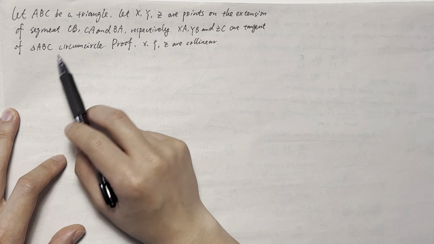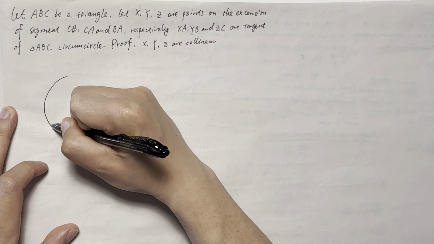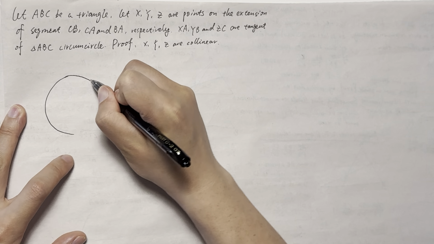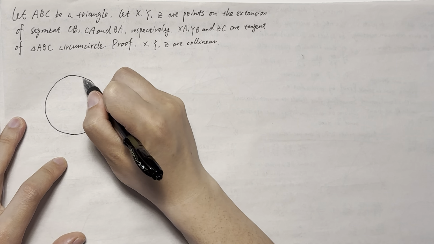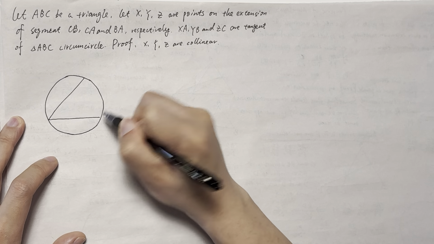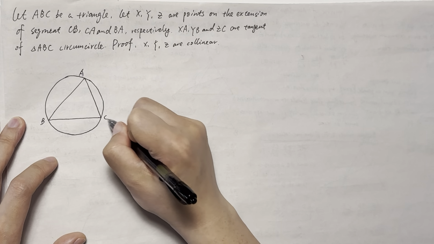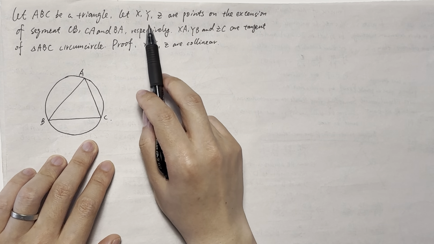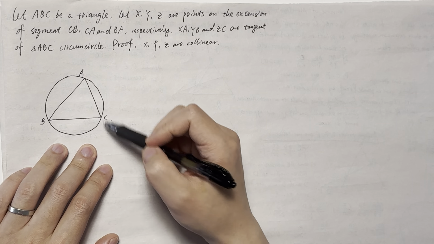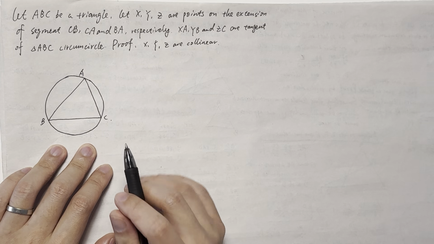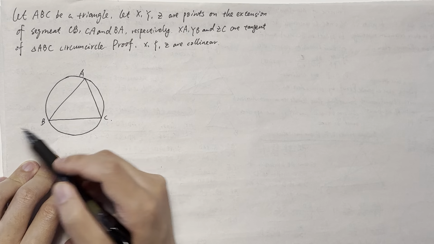So we need a circumcircle of ABC. Let's just draw the circle first, and then we draw ABC. Notice that X, Y, Z are points on the extensions of segments CB, CA, and BA. It actually doesn't matter which direction. It's either the extension or the reverse extension.